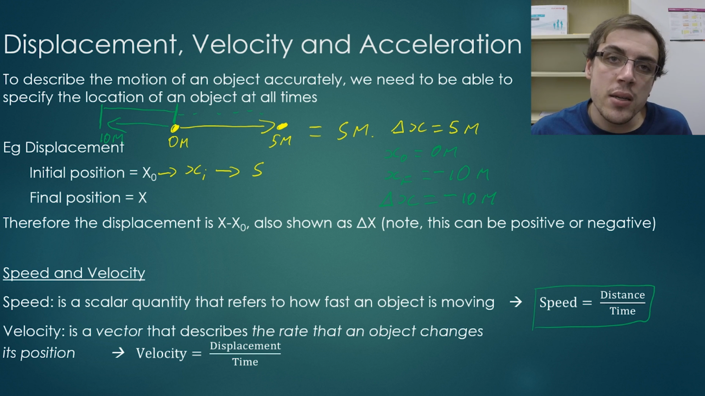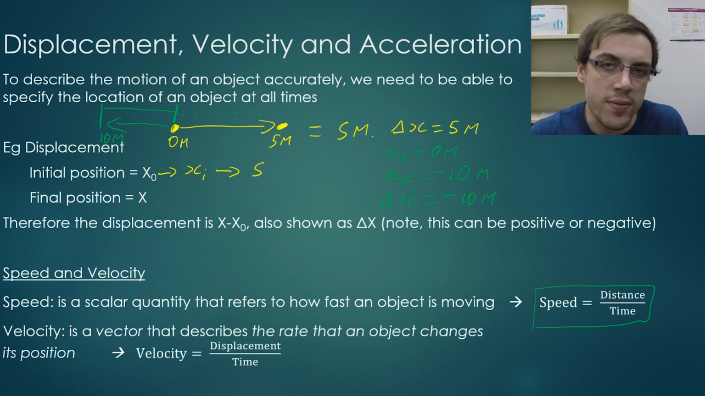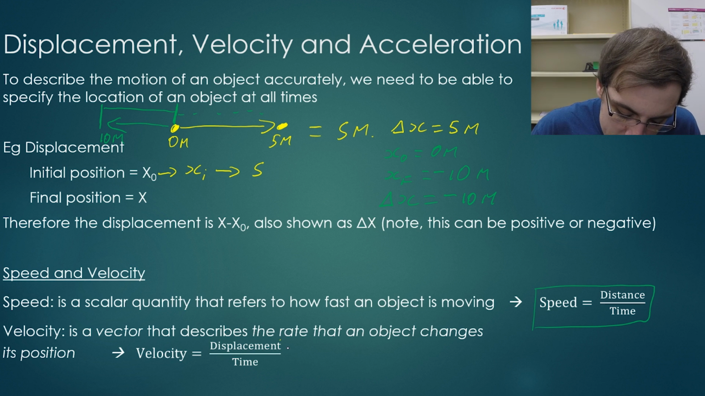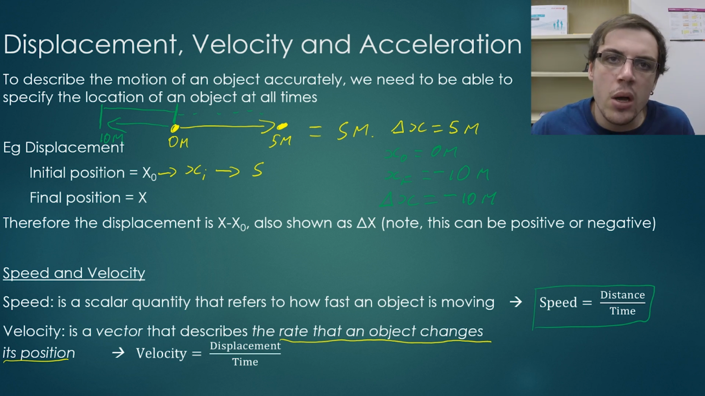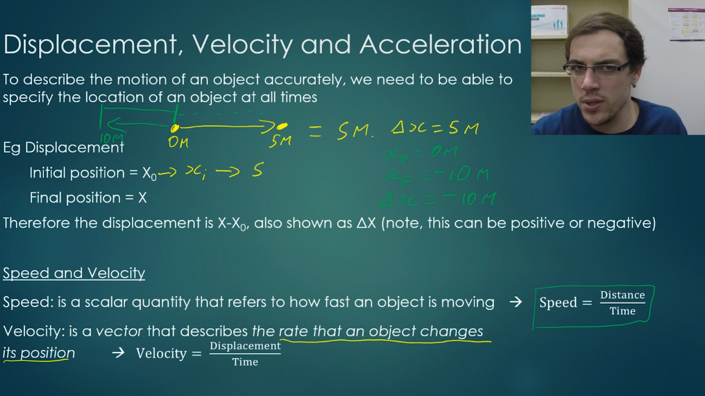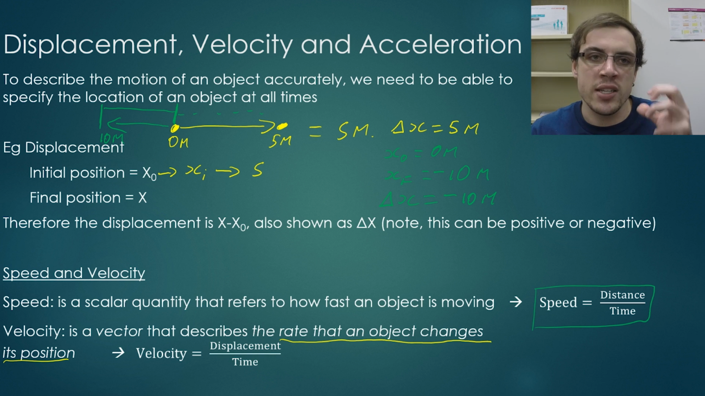Whereas velocity is a little bit different. Velocity is a vector, and it doesn't tell you how fast an object is moving. It tells you the rate that an object changes its position. So although they may sound one and the same, they are very different. This tells us how quickly this particular object is changing its overall position.